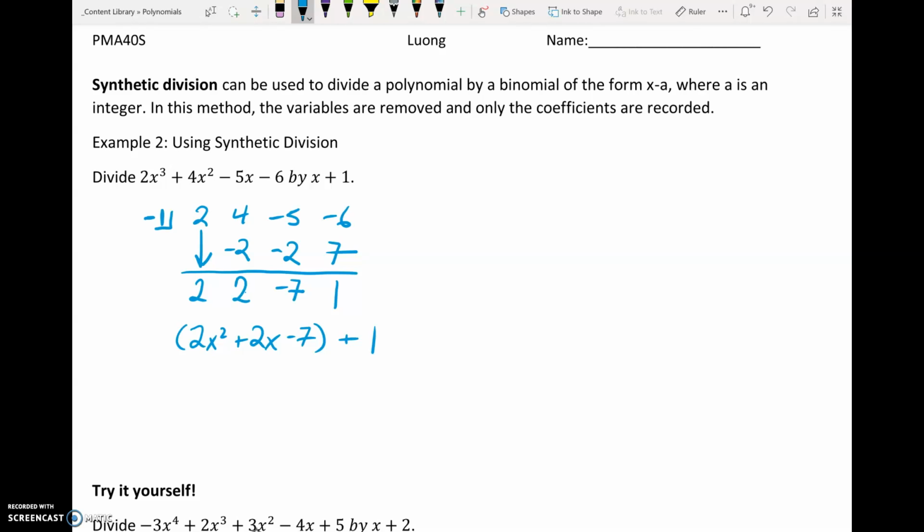Okay, and then remember what a remainder is. A remainder is something that we couldn't divide by x plus 1. So I'm going to leave that at the bottom here. And that is your final answer. So once you divide this polynomial by x plus 1, you get the following. And that's it. It's a lot easier than long division, isn't it?